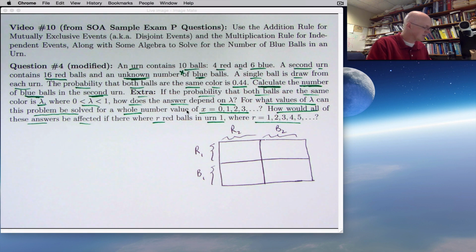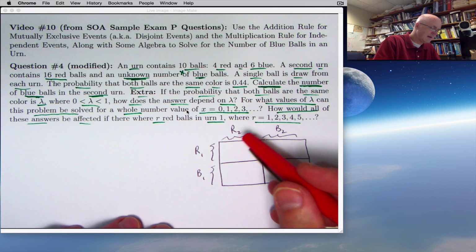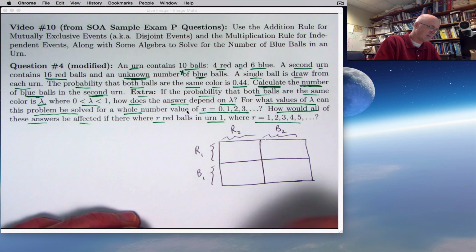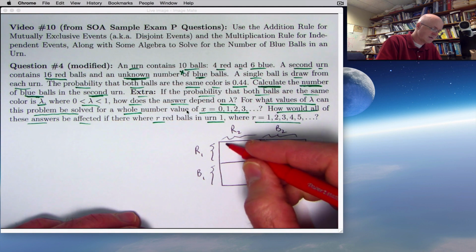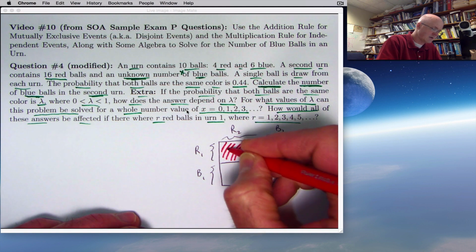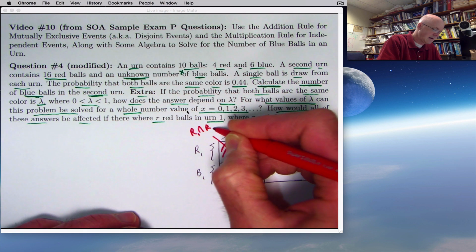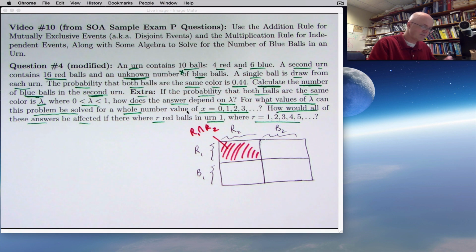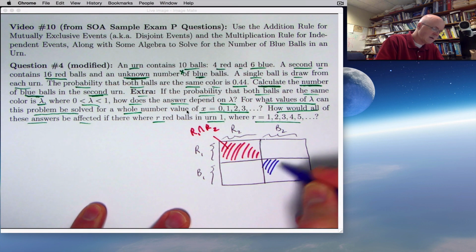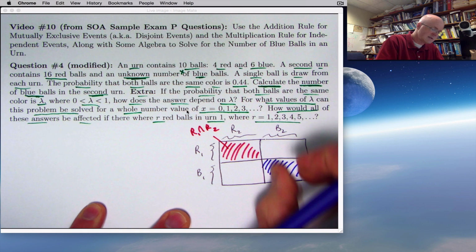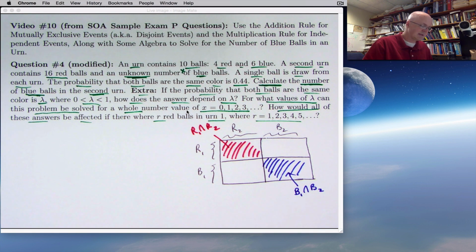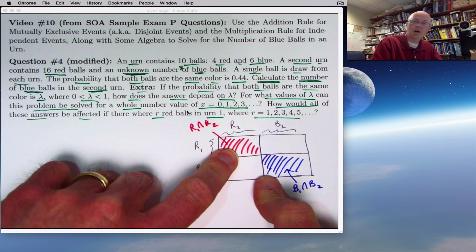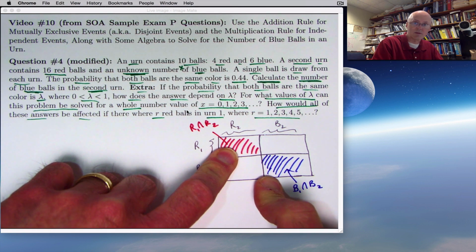And then if you think about the balls being the same colors, that means either they're both red or they're both blue. If they're both red, you're in the intersection of R1 and R2, which is this rectangle up here. That's R1 intersect R2. And then if they're both blue, you'd be down here. This is B1, this rectangle, B2 is this. Their intersection is this smaller one. You'd be down there. Those are the ways that both balls could be the same color. And these two events are disjoint sets, mutually exclusive events.